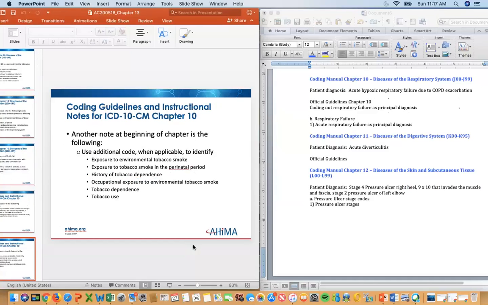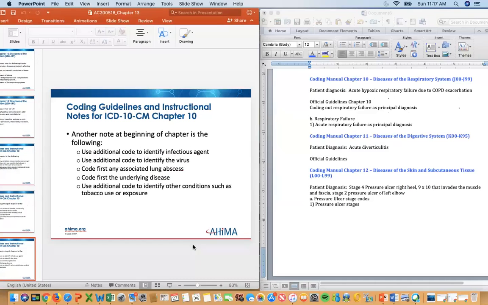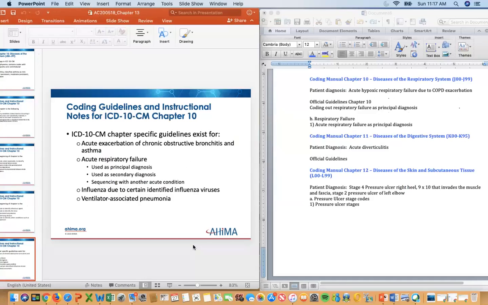And then at the beginning of the chapter also, which you will find when you backtrack a little or if you're moving forward, use additional code, when applicable, to identify environmental tobacco smoke, dependence, etc. So here's the tobacco part of it. And at the beginning of our chapters are some of the following: use additional code to identify infectious agents. So did they grow something out? Let's say they have pneumonia and it took a culture. Did they grow out staph or strep, etc.? The virus, you'll be picking up that additional code then.